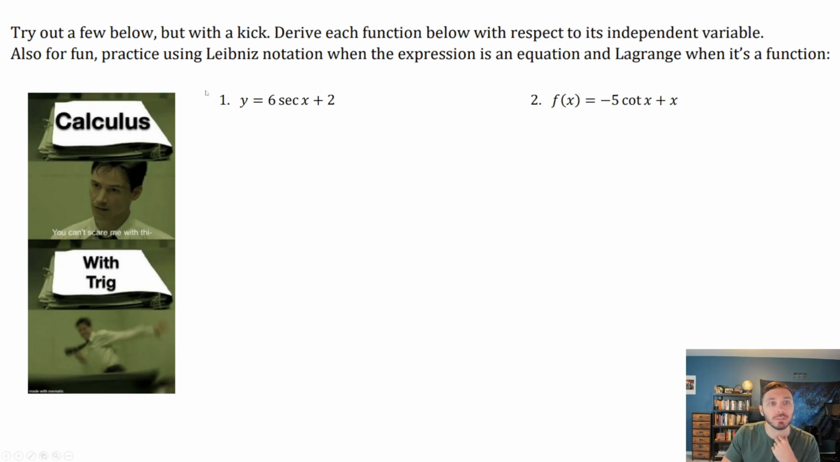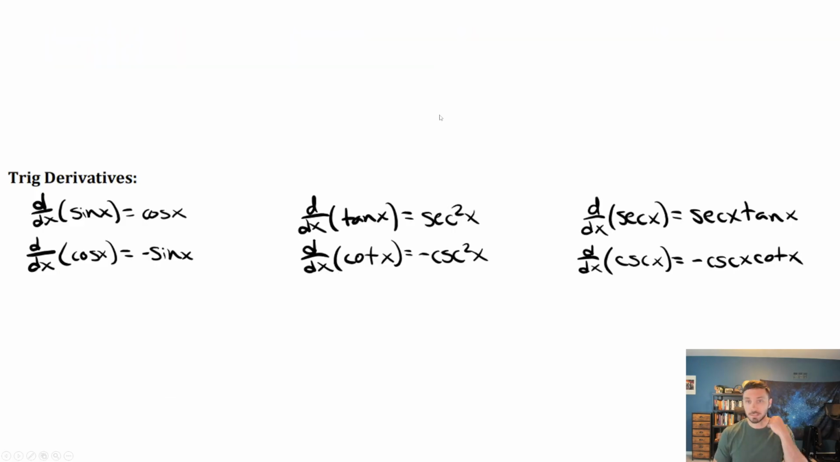Okay, and I also kind of have fun with the variables that I use here. So practice using Leibniz notation when it's an equation like this, and then practice using Lagrange notation when it's a function like this. You can just ignore those instructions if you're not really vibing that. But I'm going to switch up the variables in use just for fun to practice the notations. But anyway, I'm going to just say round one, use the 6 definitions here.